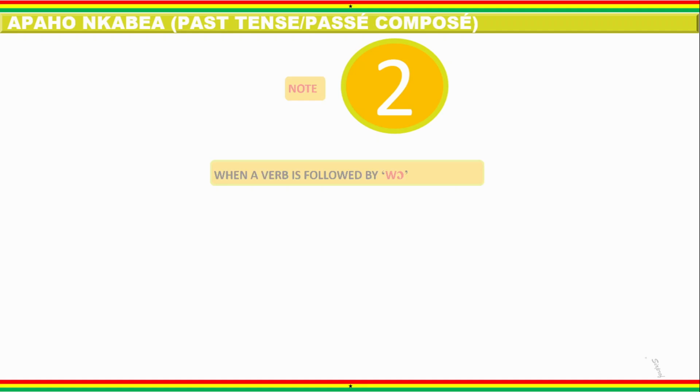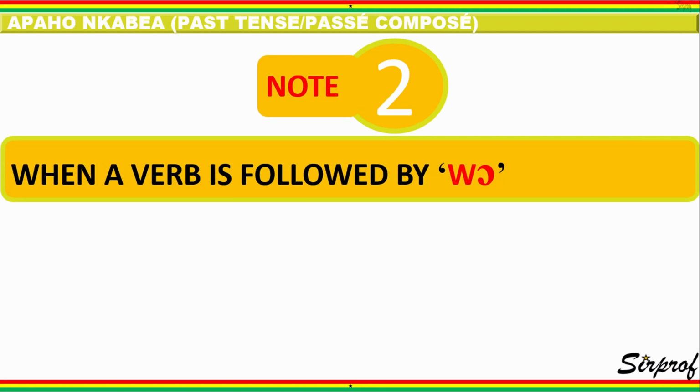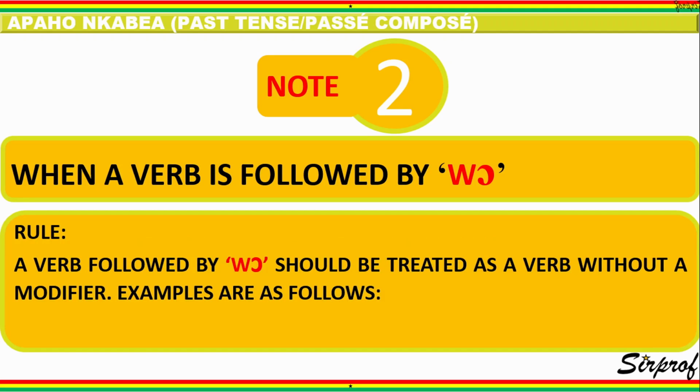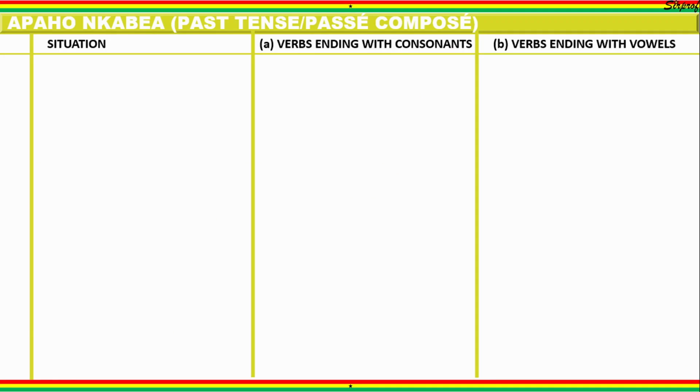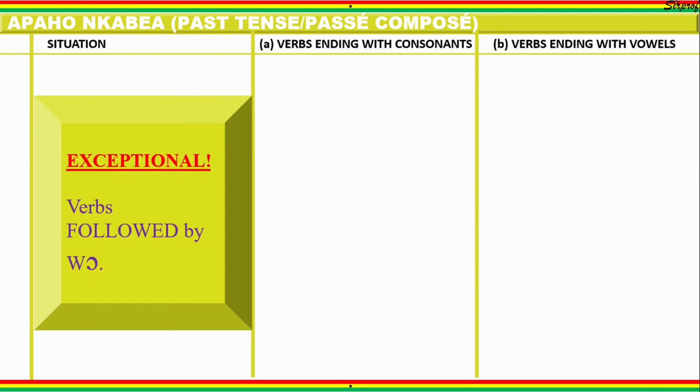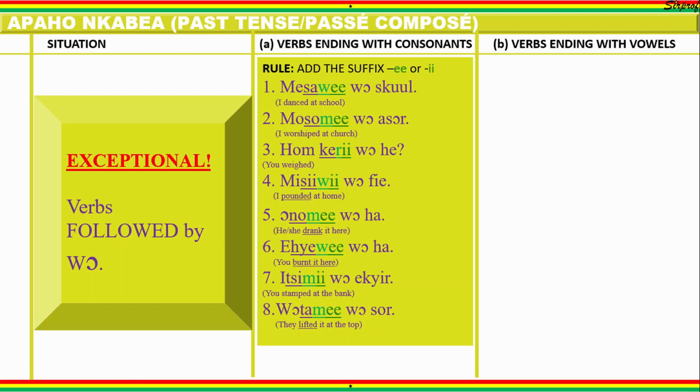Second exception. When a verb is followed by wo. A verb followed by wo should be treated as a verb without a modifier. Examples as follows. These are the exceptional rules in the cases where verbs are followed by wo. This also applies to verbs ending with consonants. For verbs ending with consonants, add the suffix double E or double I.